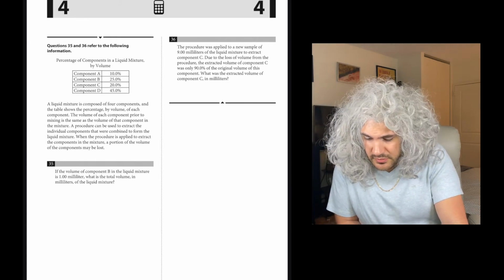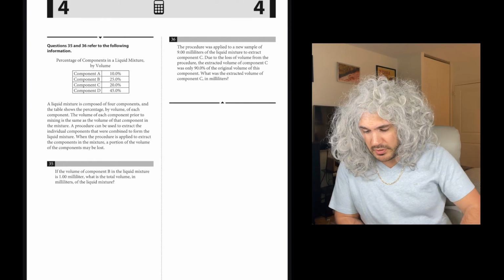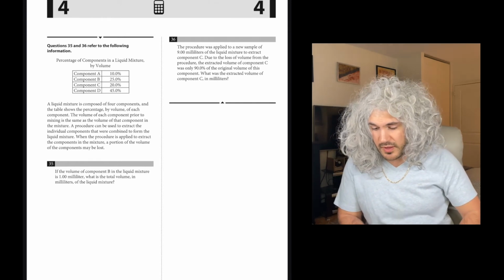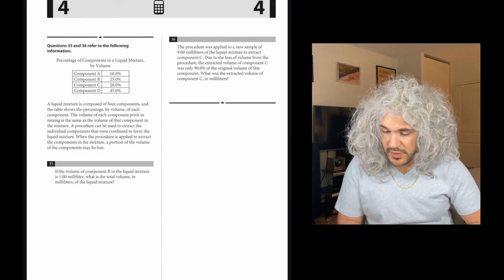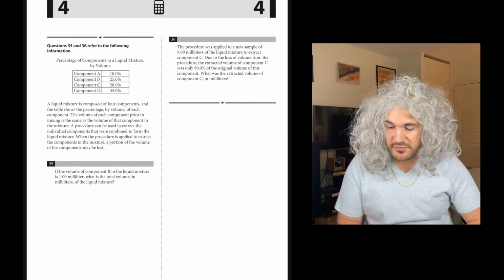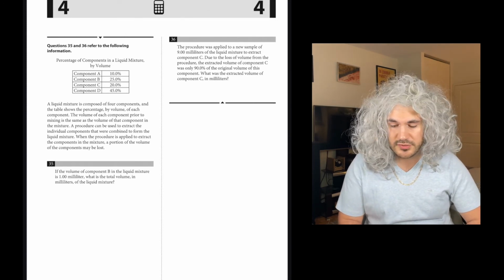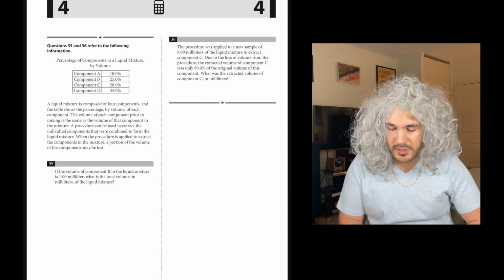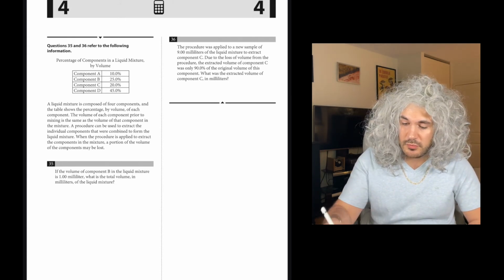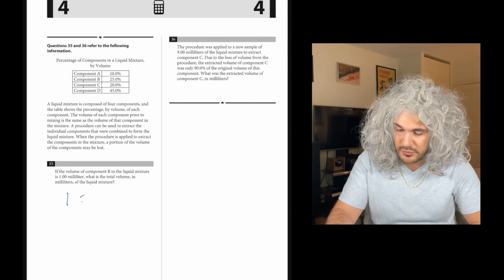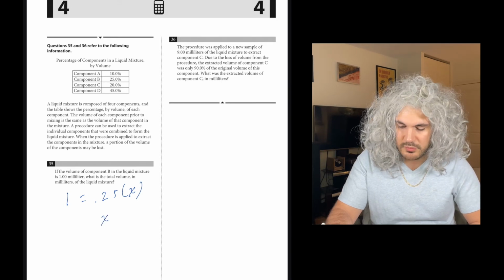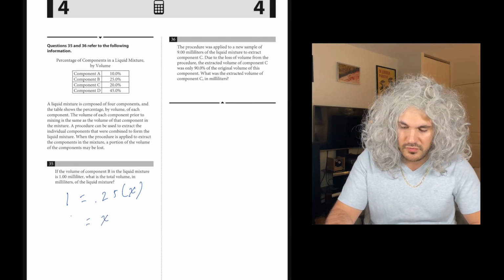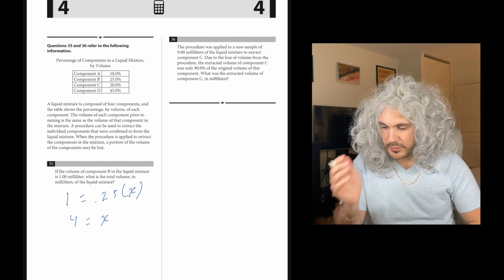Okay. The volume of component B is okay. If the volume of component B in the liquid mixture is 1 milliliter, what is the total volume of the liquid mixture? Okay, so, well, we know that B is 25% of the whole thing. So if B is 1 milliliter, that means that 1 is equal to 25% of the whole thing, or X. So X would be equal to 4. Cool.